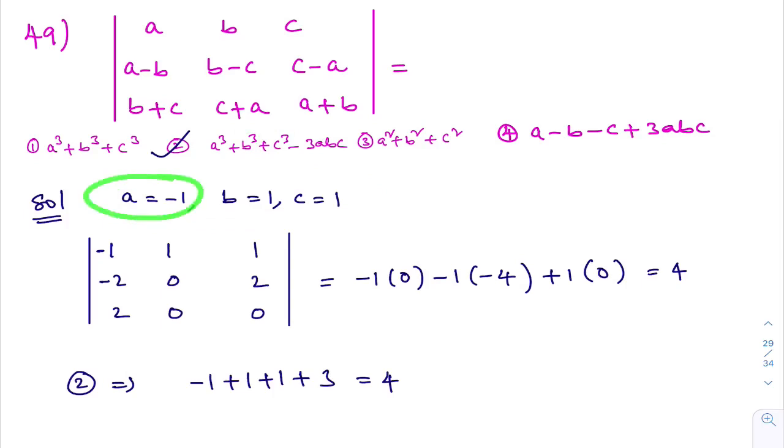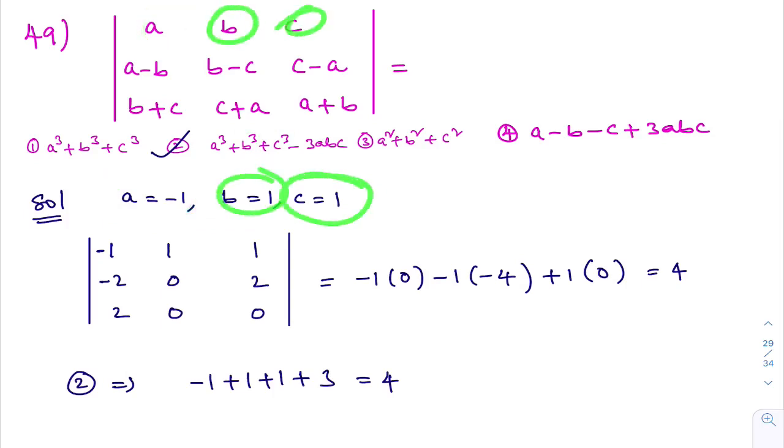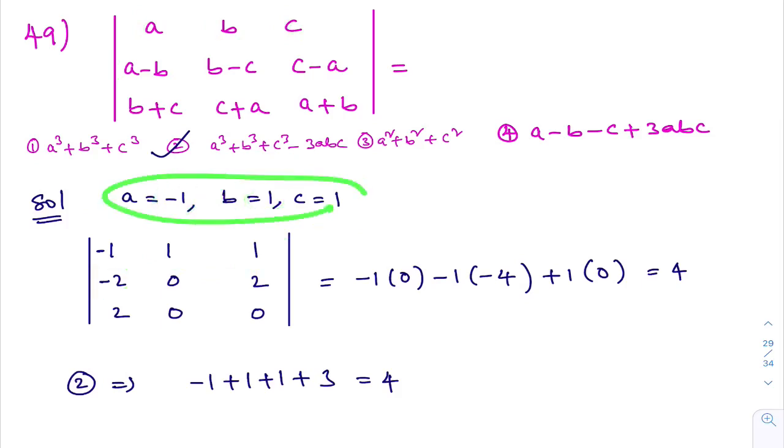See here, in place of A, -1. In place of B and C, I have taken 1, so I wrote 1. A minus B means A is minus 1, B is 1, minus 1 minus 1 is minus 2. Like that, you substitute these values in this determinant and you get this, right? Now I will expand this. You know how to expand.